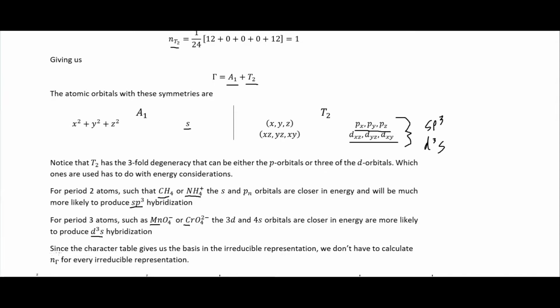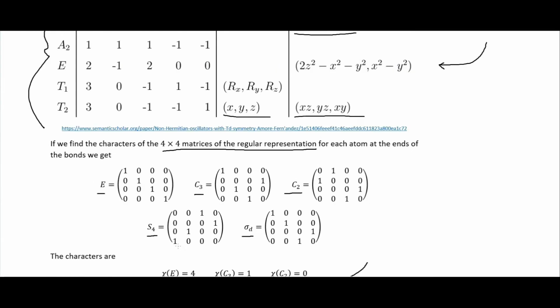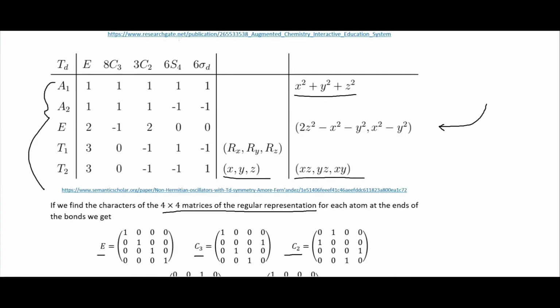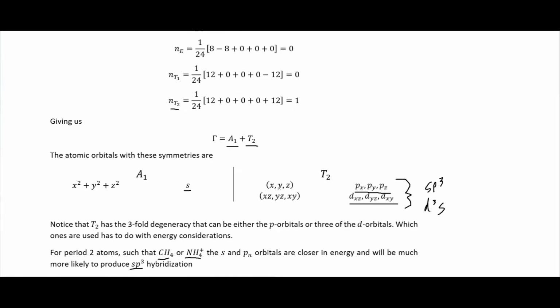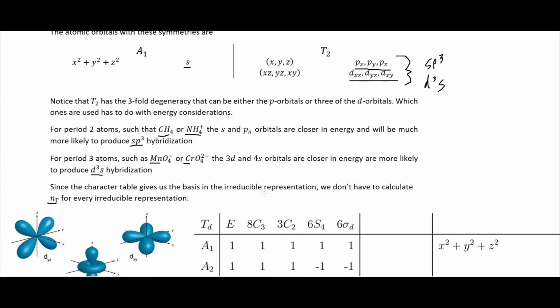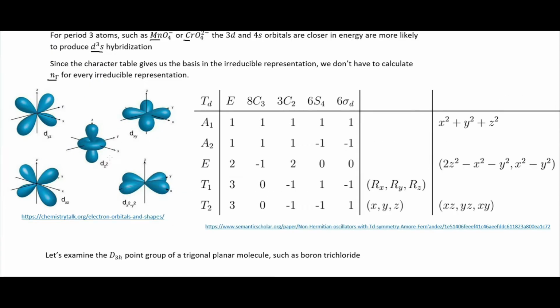So like I said, since the character tables give us the basis in the irreducible representation, we don't have to calculate the n gamma for each irreducible representation. We know that we only have to look at the ones that actually have things in the basis columns, so we don't have to calculate that for all of them. So yeah, right here we can look at this.